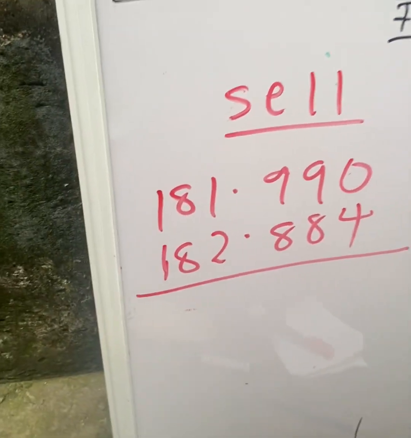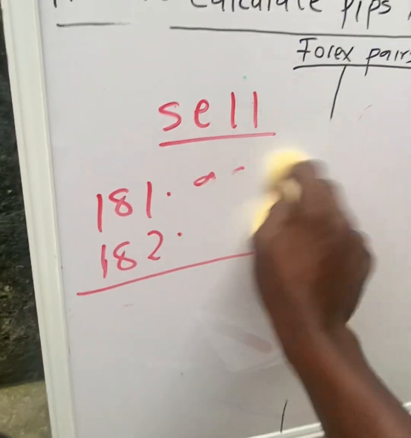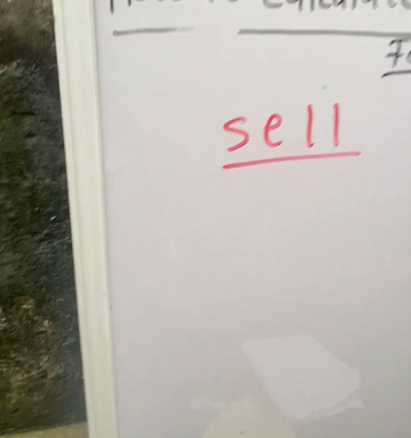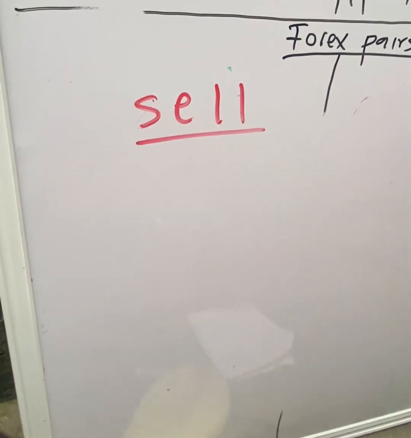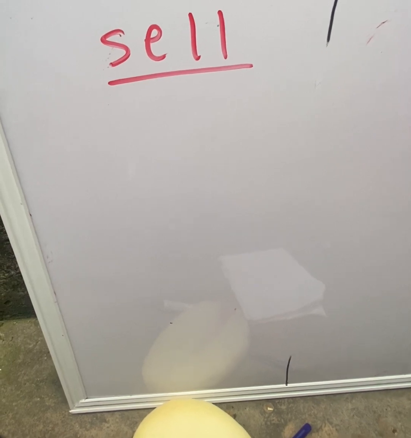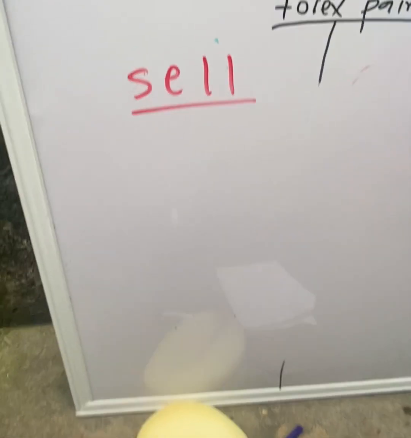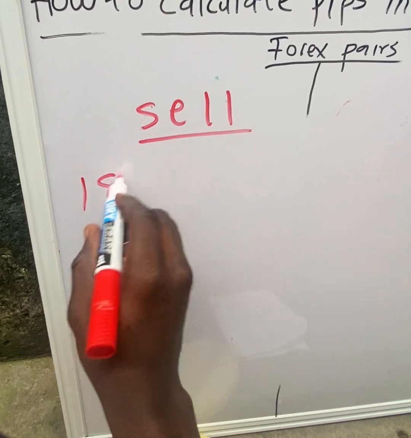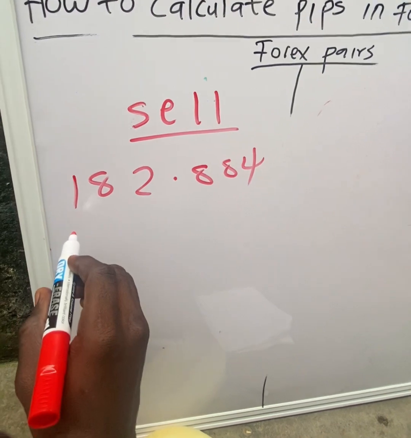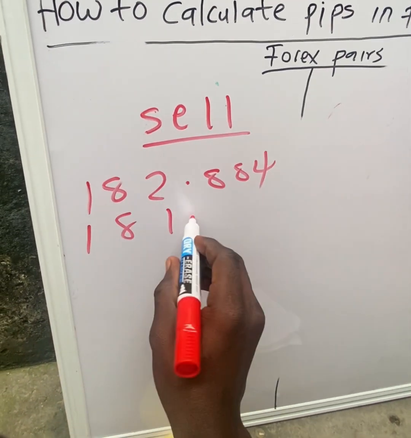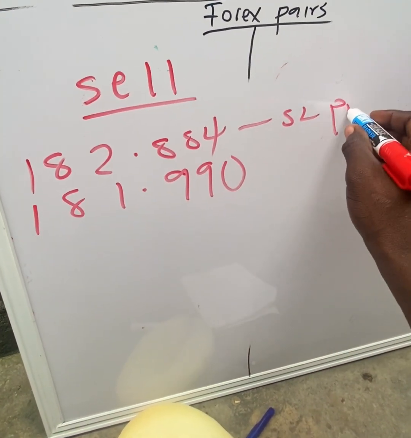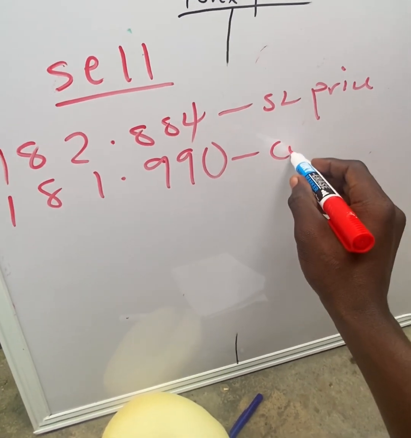Okay, so GBPJPY, we have the current market price and we have the stop loss price. So since we are selling, we need to subtract the current market price from the stop loss price. We have the stop loss price as 182.884. Then we have the current market price as 181.990.